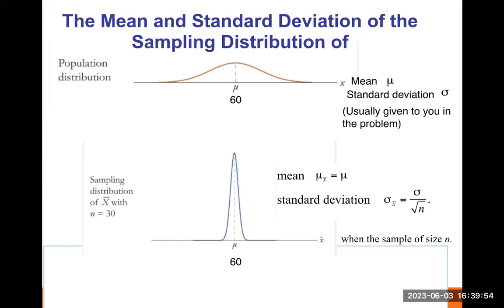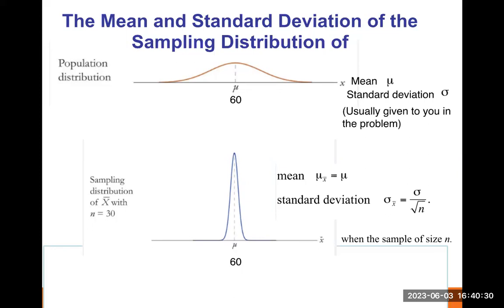And they gave you a mean and they gave you a standard deviation. Those are the ones you use to make your calculations. And the mean and standard deviation here was always given to you in the problem. Now they're going to be asking questions about the probability of a sample occurring. And when they give you that, you have to find the sampling distribution. And the mean of that distribution is equal to the mean of what I call the original population, or the population distribution. And that's what this notation here means.